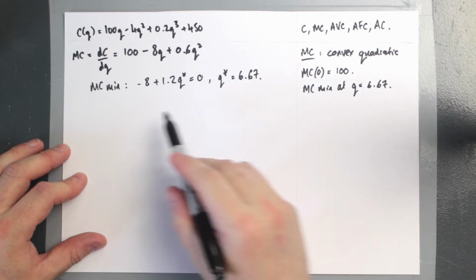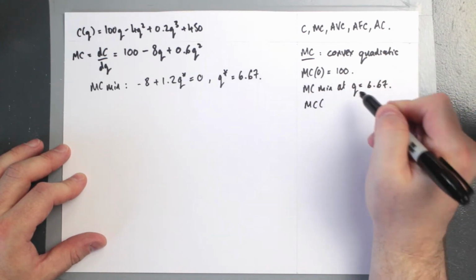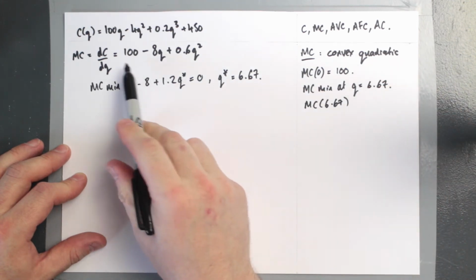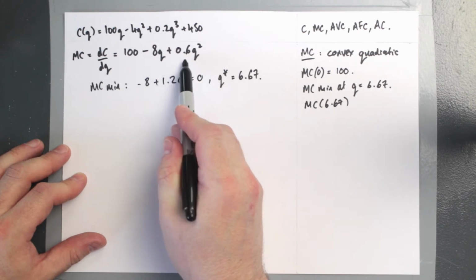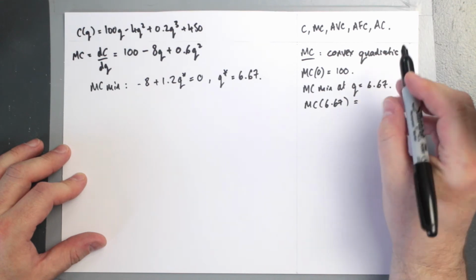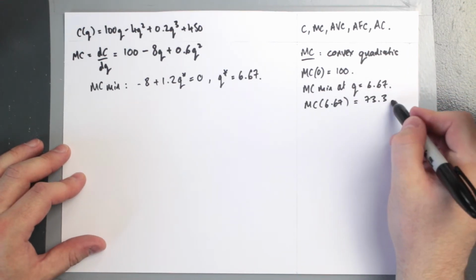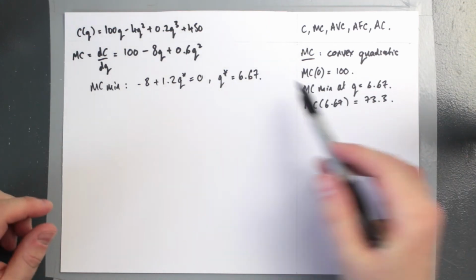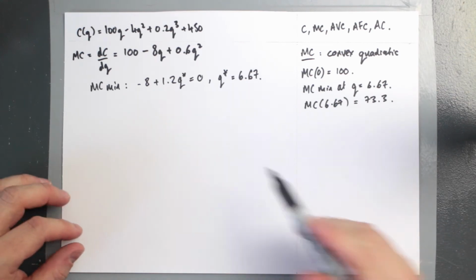And we could actually calculate the value at that point. What is the value of marginal cost at 6.67? I just plug it into 100 minus 8 times 6.67 plus 0.6 times 6.67 squared. When I did that, I got 73.3 to 1 decimal place. So that should be enough information to get a pretty decent sketch of this marginal cost function so far.